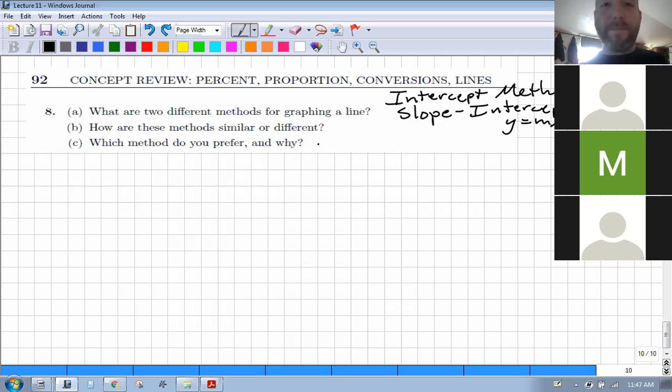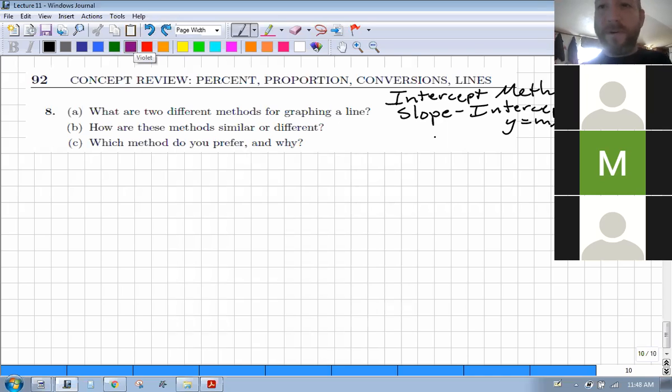All right, so how are they similar? How are they different? They both involve finding your y-intercept. That's why they both have the word intercept in them. But in the intercepts method, you're finding the x-intercept and the y-intercept. They're different. And then with this one, you explicitly know your slope.